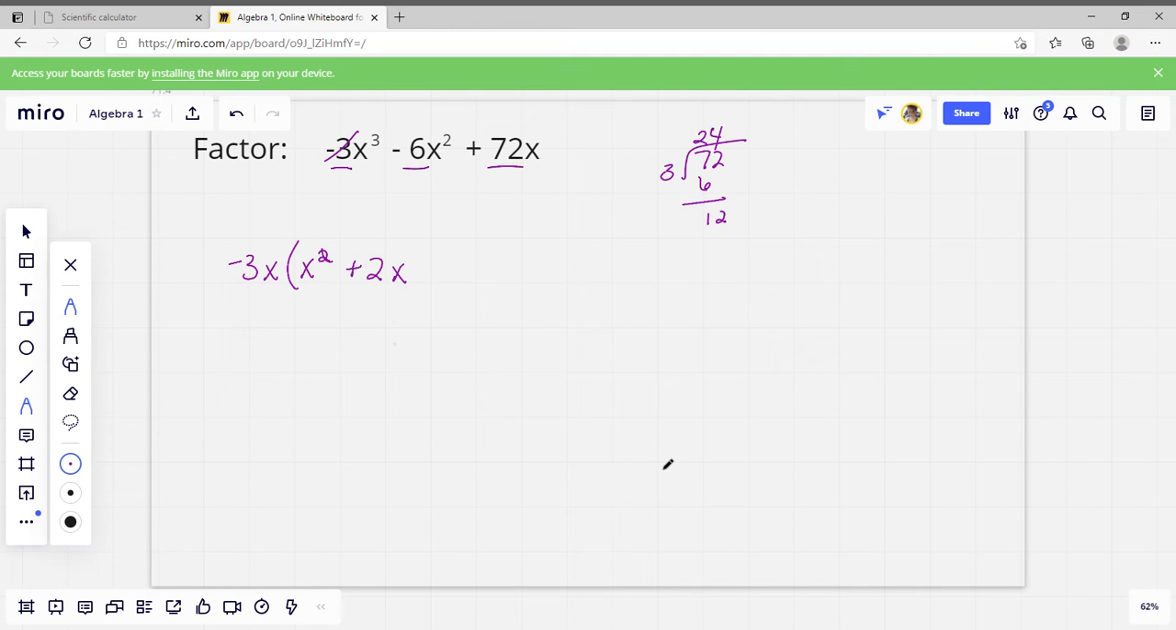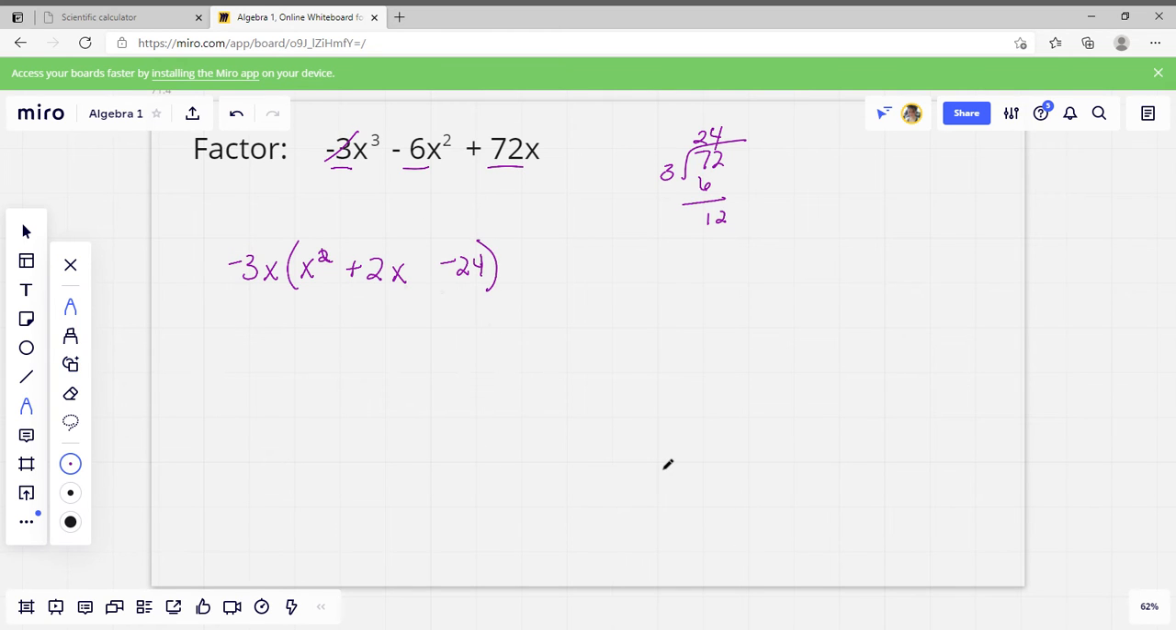24. Okay, and that would be negative 24. Negative 3... nope, that would be positive. Yeah, it would be negative 24. Negative 3 times negative 24 makes negative 72. And we got rid of the x.